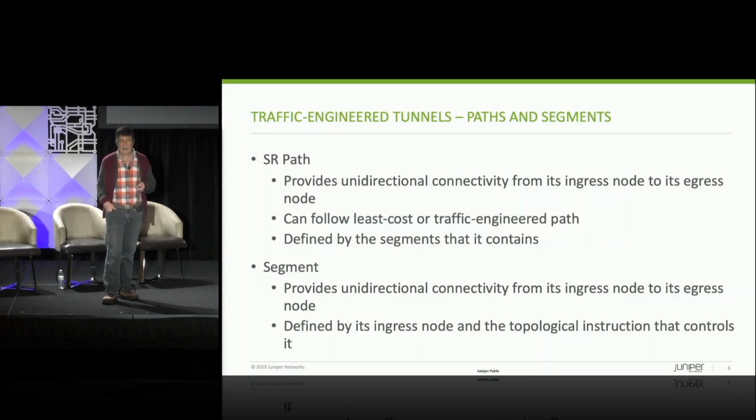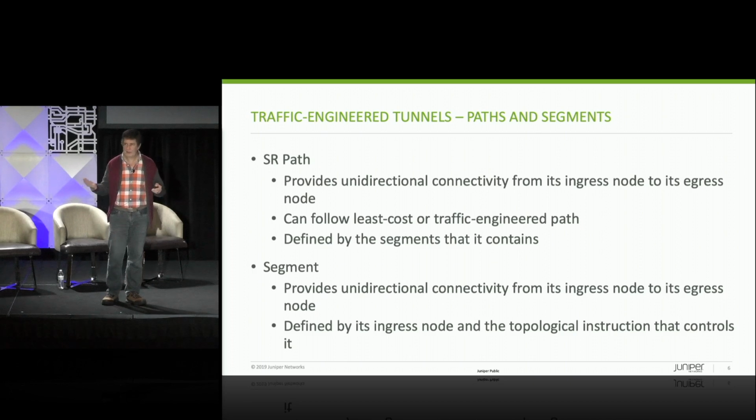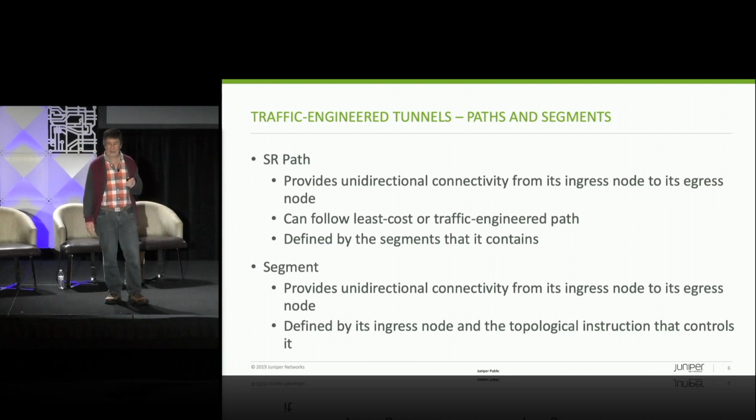The first is the concept of a traffic engineered tunnel. They share the concept of a path. An SR path provides unidirectional connectivity from an ingress node to an egress node. It can follow a least cost path or a traffic engineering path, and it's defined by the segments that it contains. Okay, we've introduced this concept of a segment. What's a segment? A segment provides unidirectional connectivity from its ingress to its egress, and it's defined by its ingress node and a topological instruction that controls it.